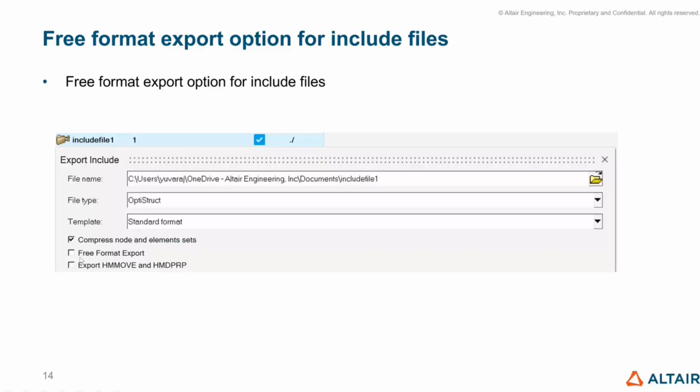By default, this is turned off. If the user wants to export an include in free format, then the user can turn it on and then export. So whenever this option is turned on for a particular include on export, those includes will be exported as free format.